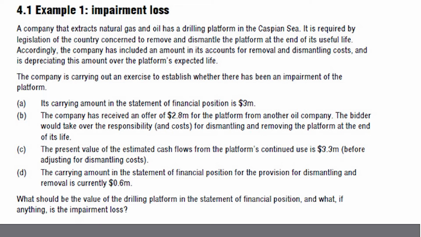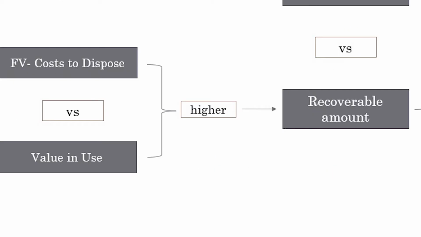In this question, they've asked you two things. What should be the value of the drilling platform in the statement of financial position, and is there any impairment loss? To find out, we first have to compare our recoverable amount to our carrying amount. The carrying amount, they've directly given as 3 million. Now our recoverable amount is the higher of our value in use and our fair value less cost to dispose.